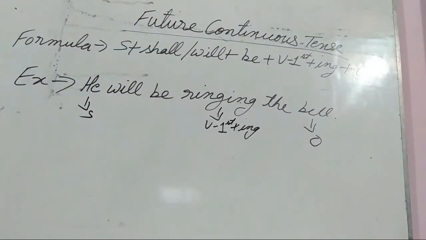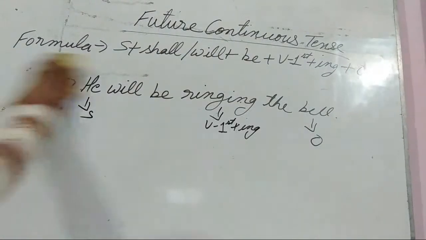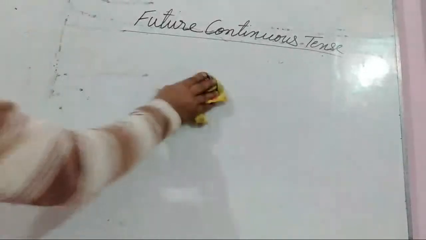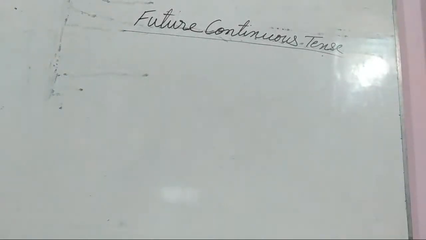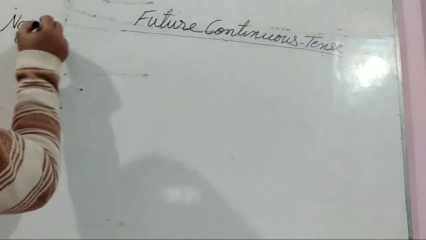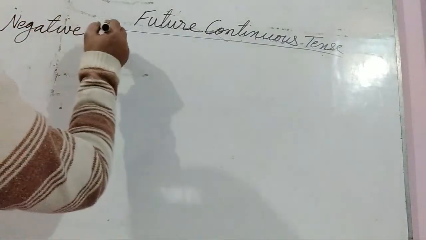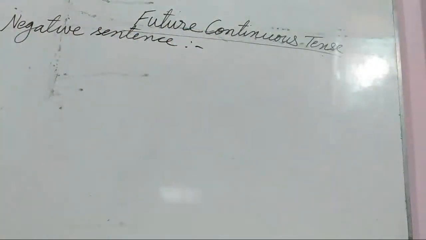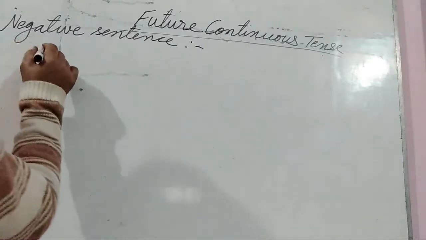Now students, let's see how to make a negative sentence in future continuous tense. Now we are going to see how to make a negative sentence in future continuous tense. So let's see the negative sentence in future continuous tense. Let's see the formula for it first.